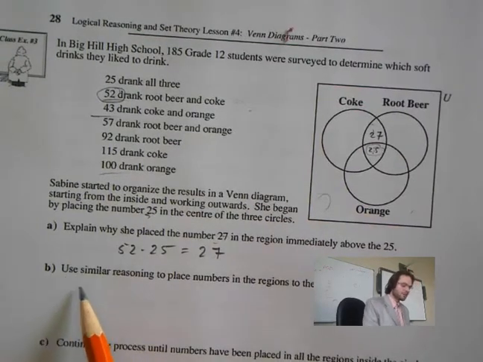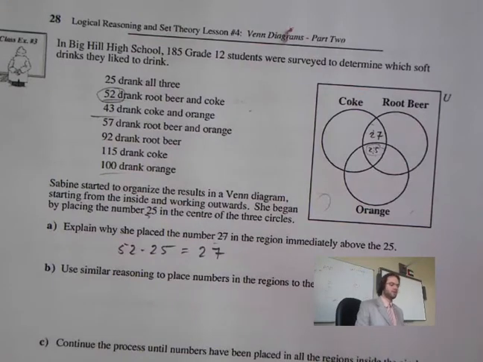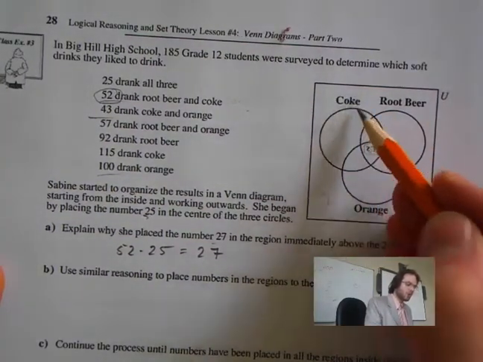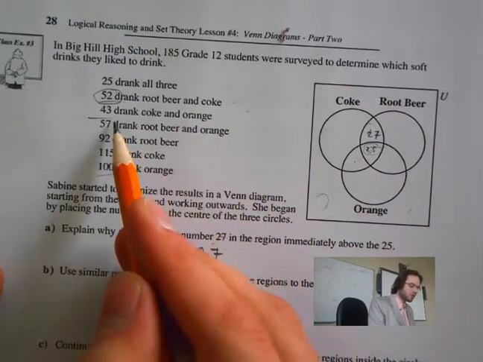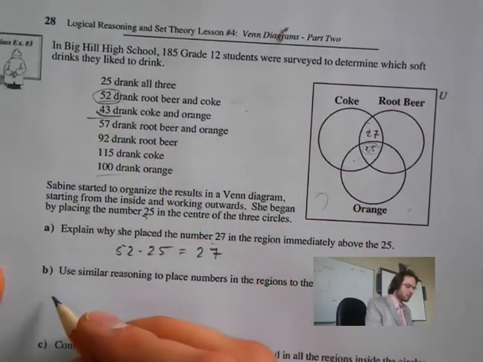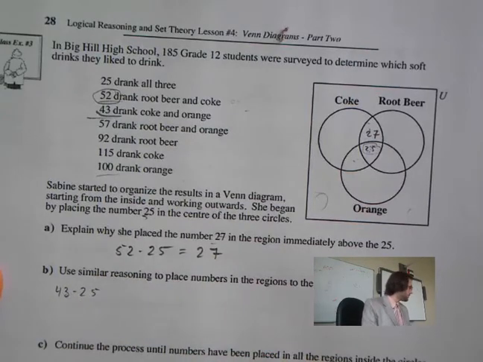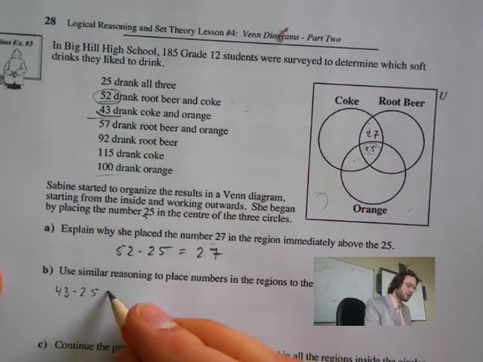Next one: use similar reasoning to place numbers in the regions left and right of the 25. Left of the 25 is Coke and orange. How many people drank Coke and orange? 43. So we go 43 minus 25, which gives me a total of 18.